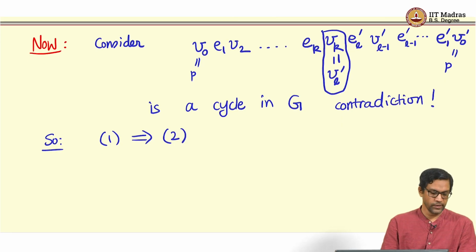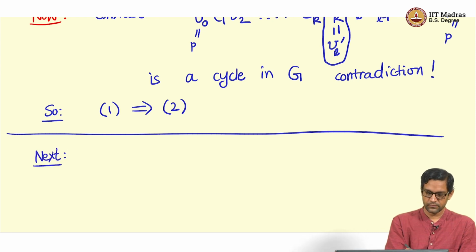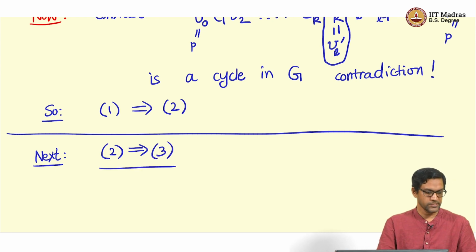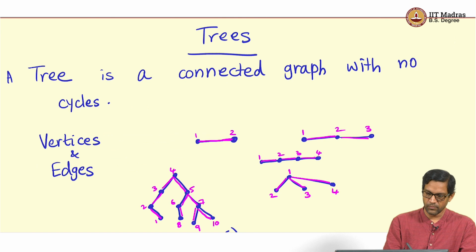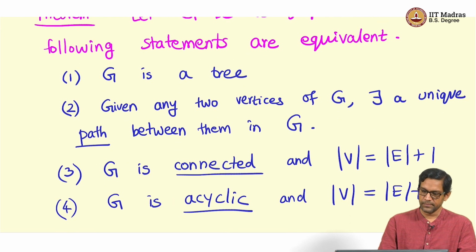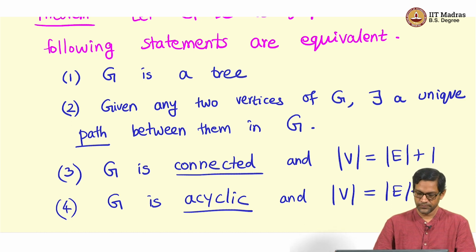Okay, so let's keep going on like this. So next we'll show that statement 2 implies statement 3. Okay, so what was statement 3? Let's go back to the statement of the theorem. Statement 2 is of course that there is a unique path. Statement 3 says G is connected and has one more vertex than edges.